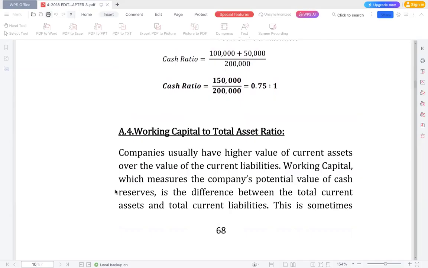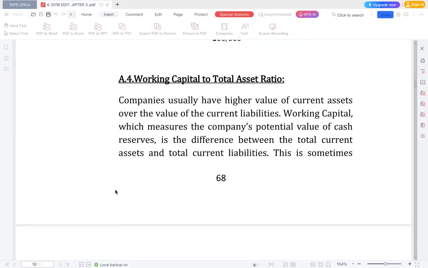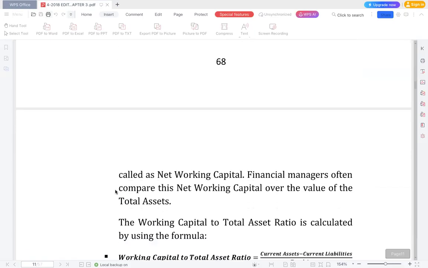The working capital to total asset ratio provides that a company having a higher value of current assets over the value of current liabilities will show a high working capital ratio. So this is the potential value of cash reserve. It is the difference between the total current assets and total current liabilities. This is sometimes called net working capital. So net working capital is current assets minus current liabilities.